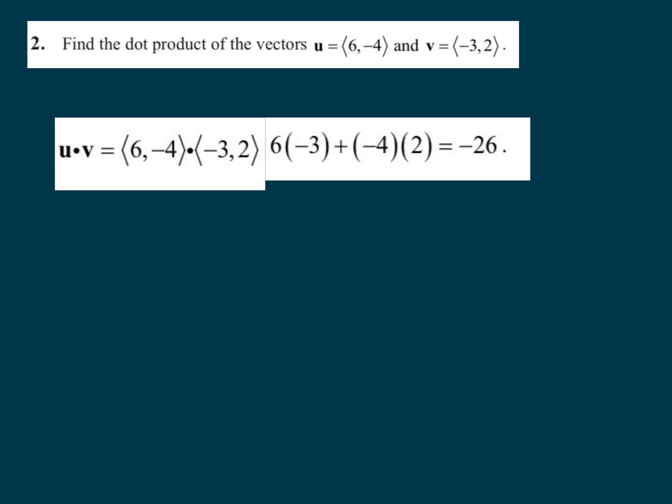What does it mean that the dot product is negative? It means that u will be in some direction, but v has to be in a direction such that v is in the negative direction of u. u is running in this direction, so v is in the opposite direction. So the angle is bigger than 90 degrees. So the dot product is -26.